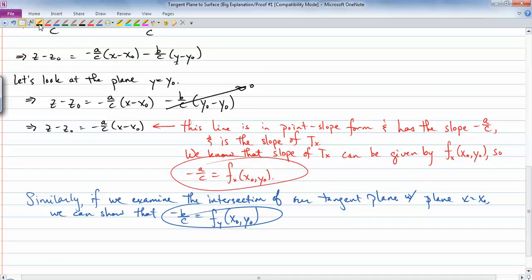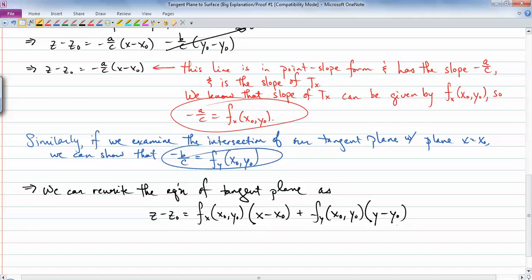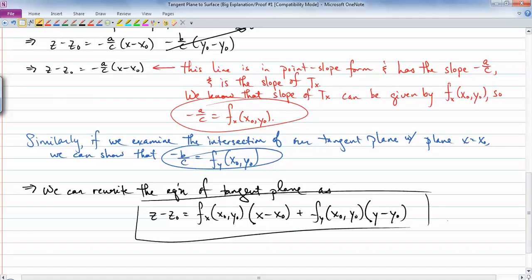And then putting it all together, therefore, we can rewrite the equation of the tangent plane as z minus z naught equals f sub x at x naught, y naught times x minus x naught plus f sub y at x naught, y naught times y minus y naught. Okay, and there's the end of that big kind of proof.